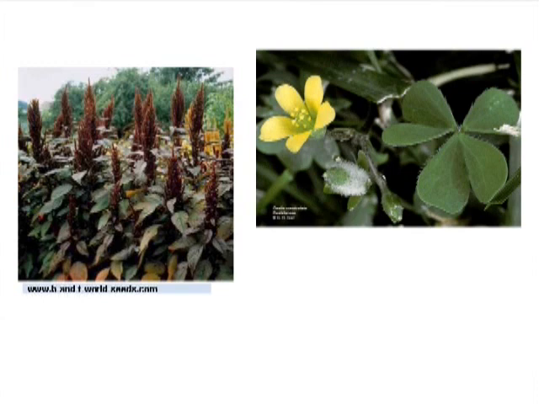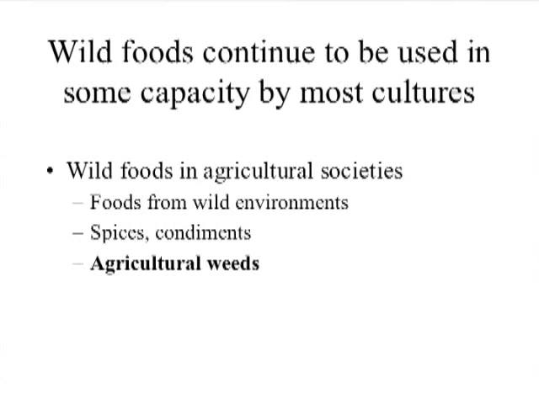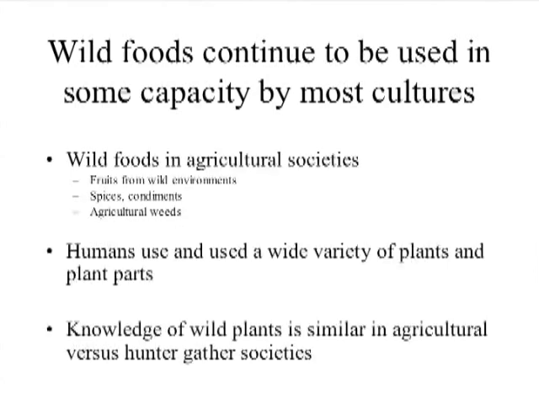All of these are edible, and all of these can provide good sources of vitamins and minerals, good sources of nutrition. And in agricultural societies, these can be really important resources, especially in societies where the bulk of the calories of the diet come from one plant. So in Asia, for example, much of people's caloric intake comes from rice. However, there's a lot of different wild plants that come up in rice paddies that people eat, and these can provide really important sources of nutrition, especially for women and children. So wild foods can be really important in agricultural societies in terms of foods gathered from wild environments, spices and condiments, and agricultural weeds.